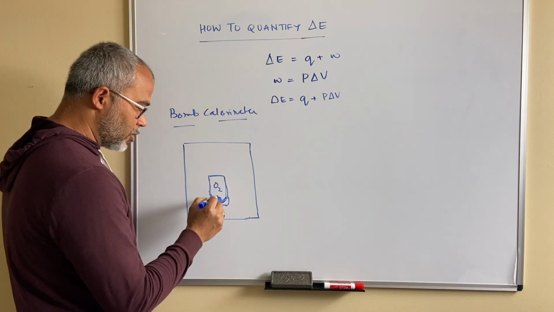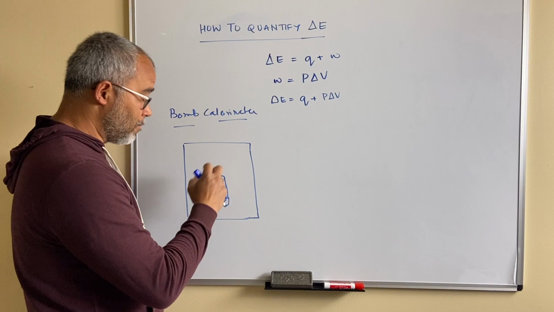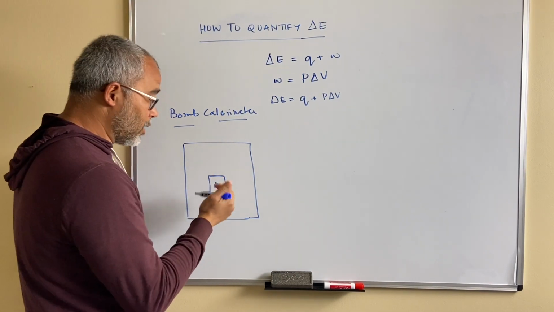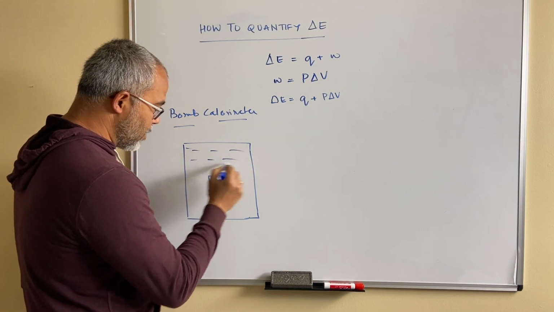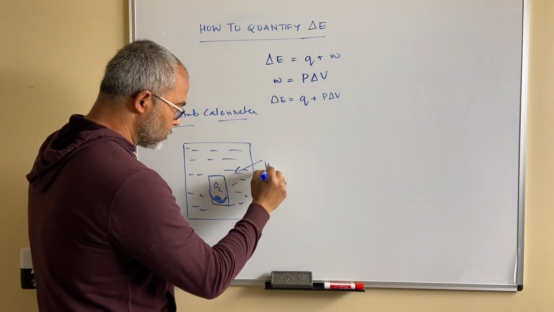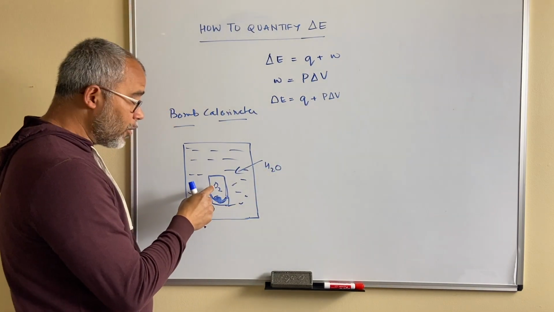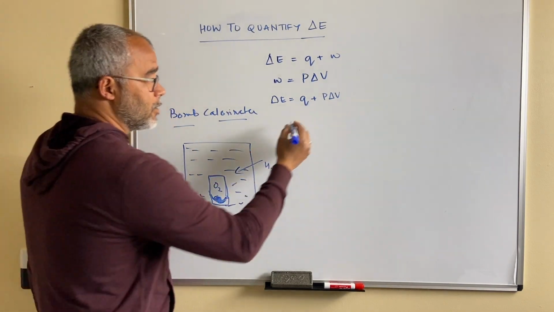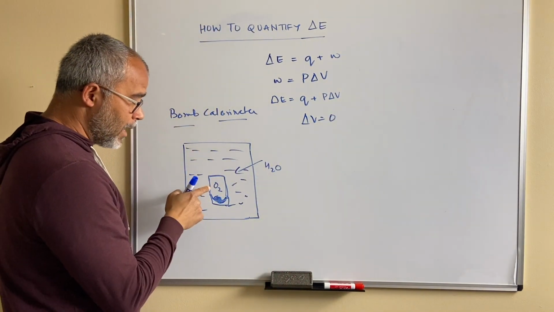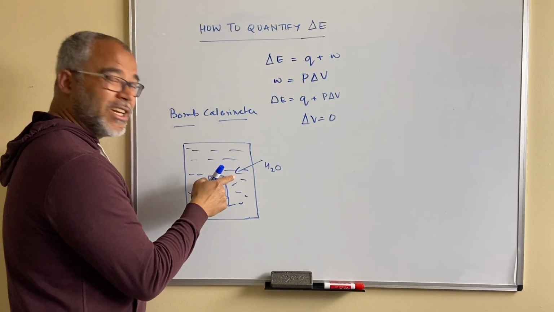So this is filled with oxygen. You ignite, the sample combusts. It tries to expand its volume, but it cannot. And all around this, you have water. It cannot expand its volume, so we keep the volume constant. So delta V is equal to 0, okay? And the water actually gains the heat.